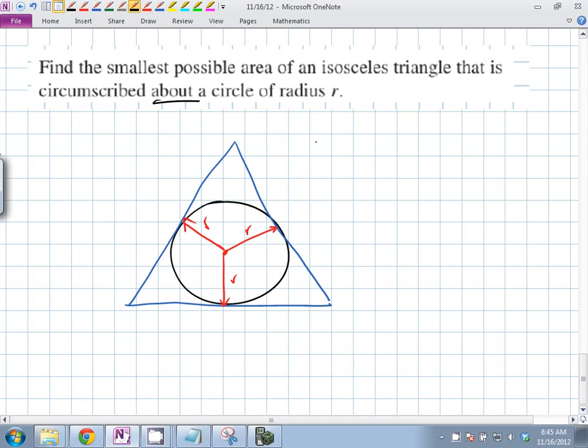We want to do the area of the triangle in terms of r. That's our goal. If we get that, we want to minimize that function, right? So you need to figure out how to find the area of this triangle right here. Any idea how I can do that? What else can I draw in there, do you think? Or what should I draw in?